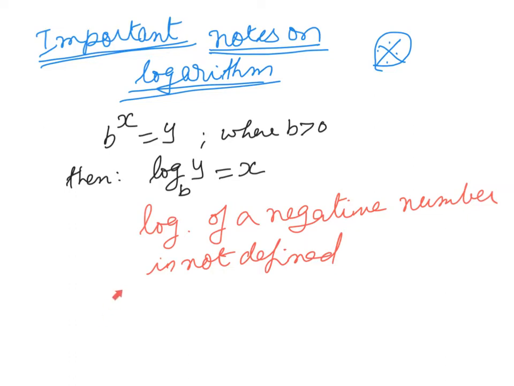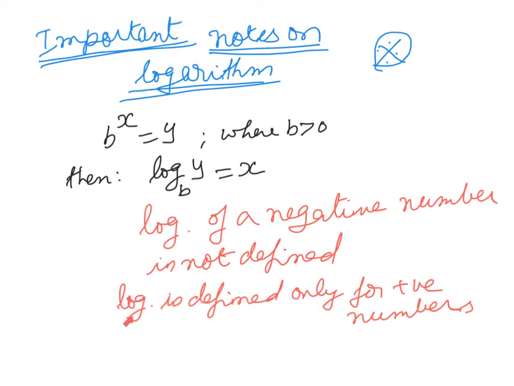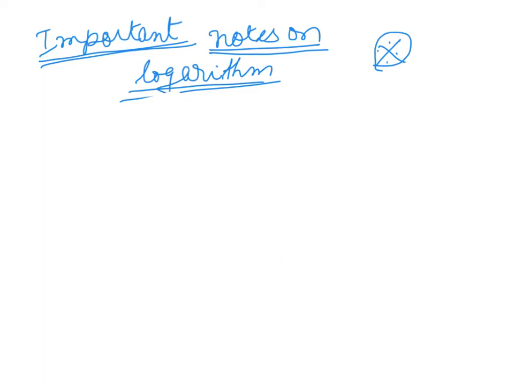Logarithm is defined only for positive numbers. So logarithm is not defined for negative values. It's defined only for positive values. When b is positive, y cannot be negative. Y is positive. Therefore, logarithm is defined only for positive values.